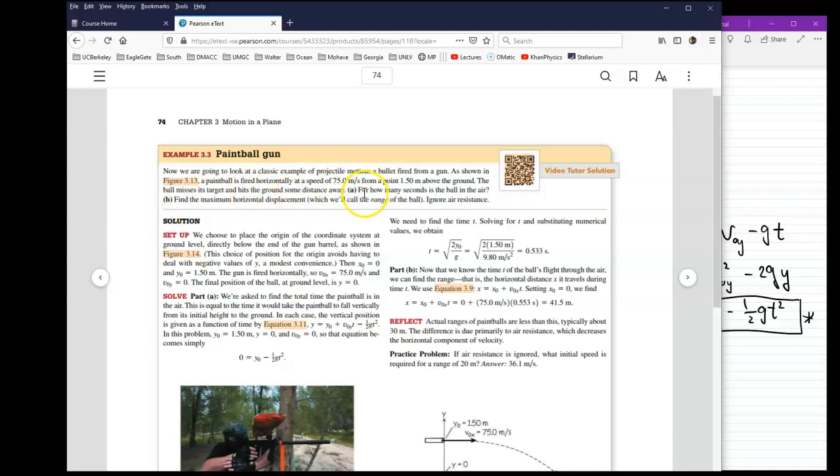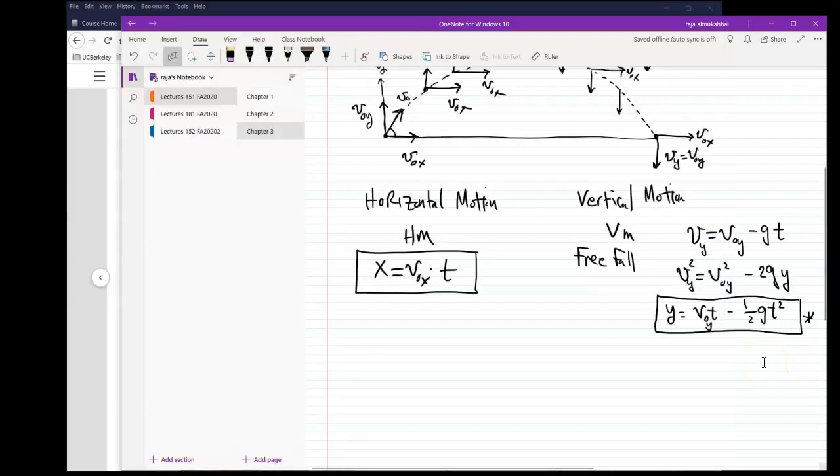Okay. A, for how many seconds is the ball in the air? Basically, he wants the time of flight. And B, find the maximum horizontal displacement, which is basically the range. Here we go. He said we will call that the range. And we're ignoring air resistance. So he wants, what is the total time of flight of the ball, and what is the range of the ball. Okay, so let me show you how that works.